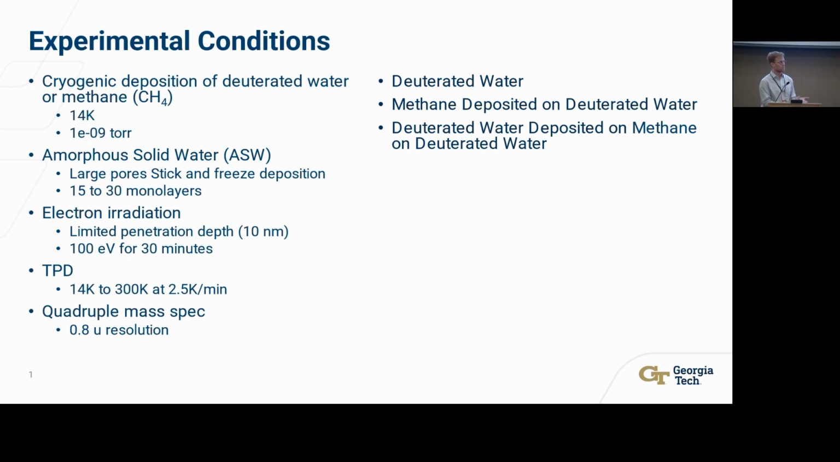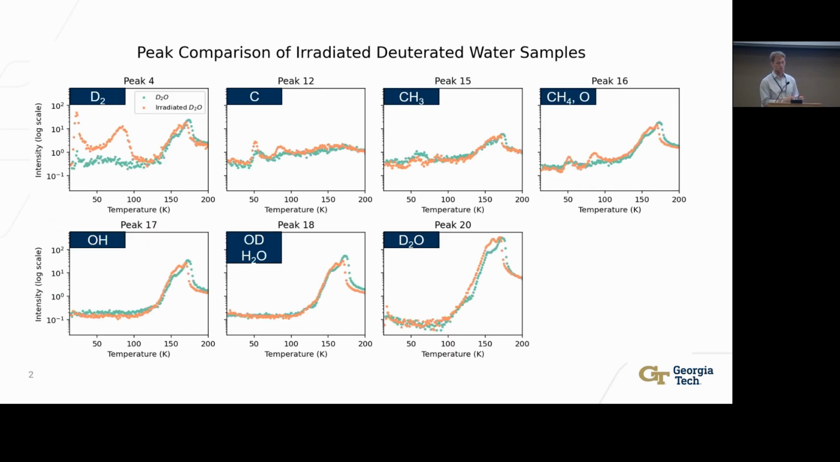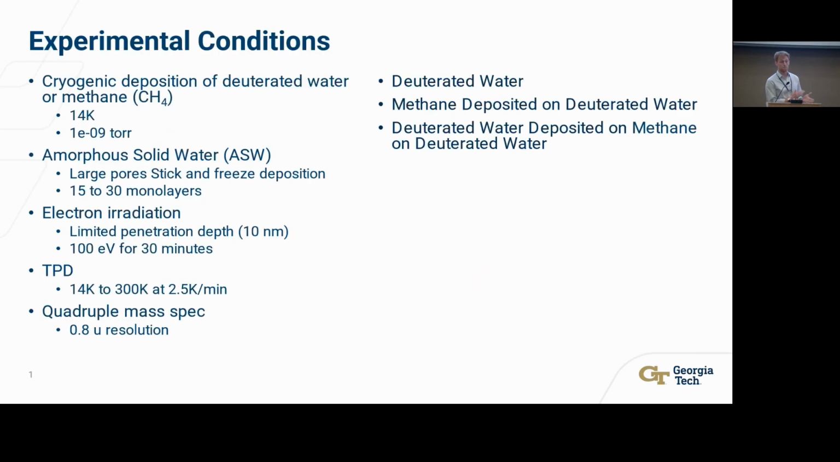So as I said before, we're going to have deuterated water that is both irradiated and unirradiated. Then we'll have methane deposited on deuterated water, and that deuterated water will be either irradiated for 30 minutes with these 100 eV electrons or no irradiation. And then last, we'll make what we considered our methane sandwiches.